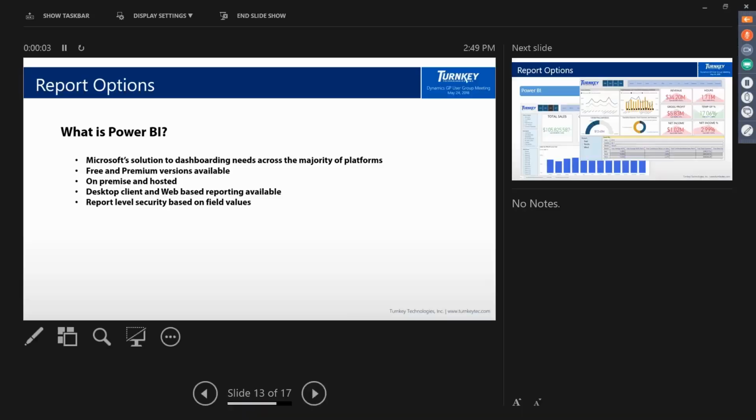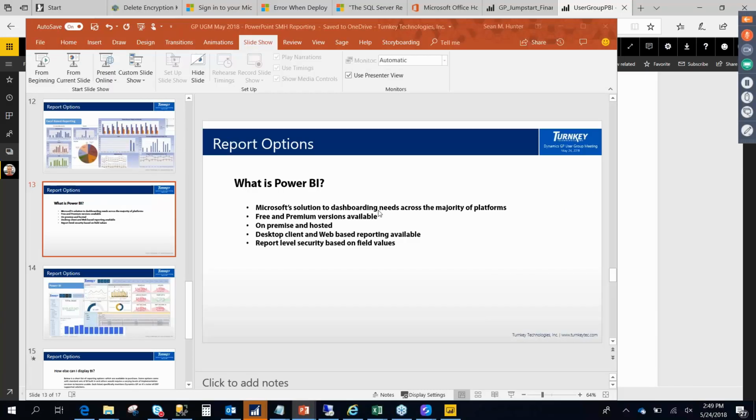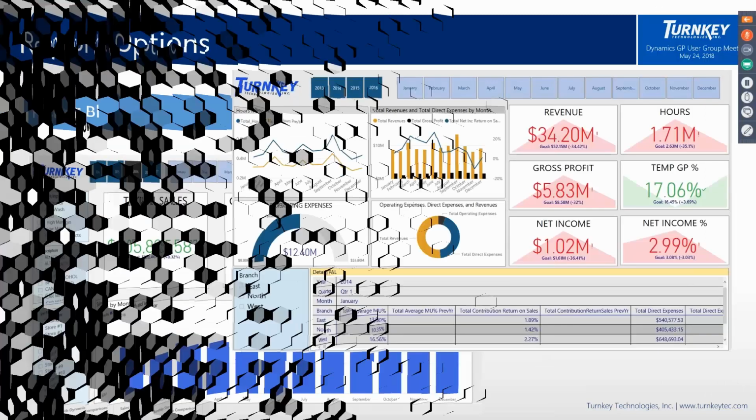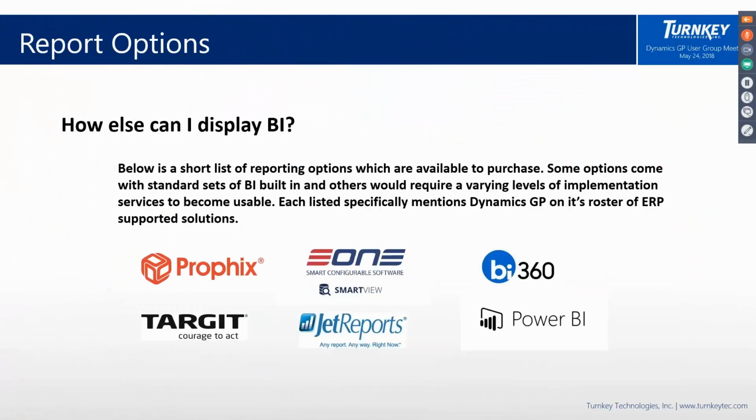So those are the kind of the out-of-the-box free ones that I can throw at you right now. SRS is included in your installation media. SmartList is, of course, available to you right out of the box with GP. Power BI has a free version. Excel, of course, is out there. Everybody owns Excel these days, it seems like.